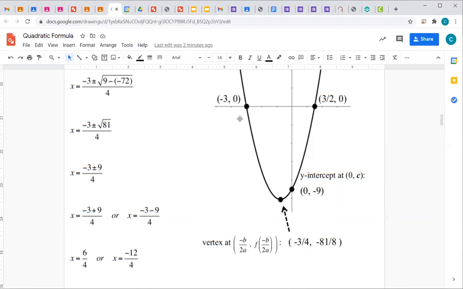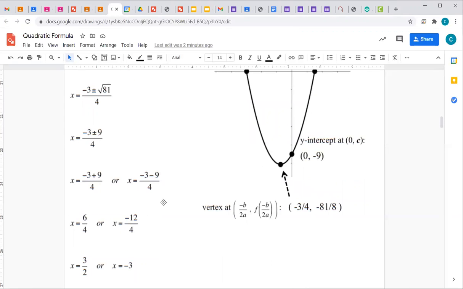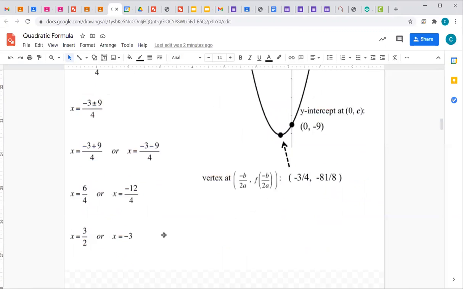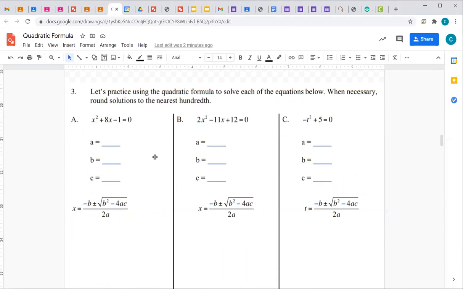We could find the vertex and the y-intercepts and concavity and all that, but the quadratic formula is just to find the x-intercepts. Notice, again, there are two solutions because there was the plus or minus. So you're going to go through each one of the problems and do that. Notice they give you a place to put a, b, and c. With the quadratic formula, you just plug in and simplify.